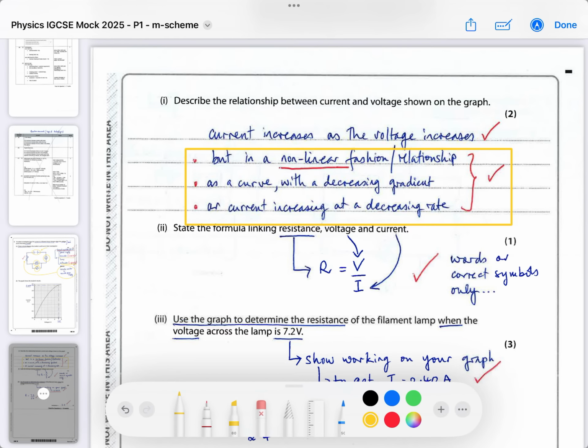Remember, to get full marks in the exam, you need depth, detail, and clarity. So if you're putting things in with depth, detail and clarity, then you'll get marks. If there's a lack of clarity, if you use the wrong technical terms, you can lose marks. Okay, so it's not a linear relationship, it's a curve. So it has a decreasing gradient, and the current increases, but it's increasing at a decreasing rate. So these are very clear ways of getting the 2nd mark.